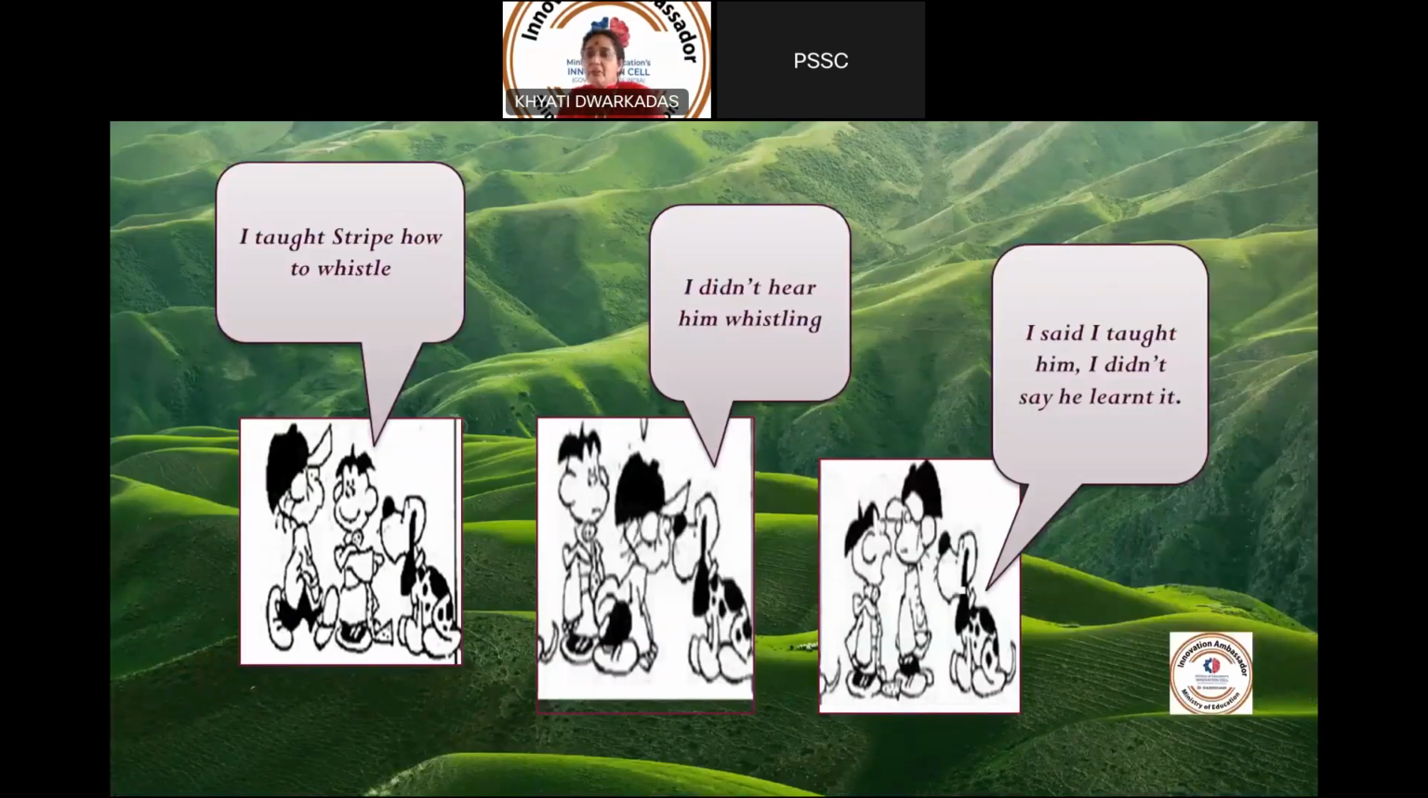Now look at this example on your screen. I taught Stripe how to whistle, but the teacher says I didn't hear him whistling. And the teacher says, I taught Stripe how to whistle. I did not say he has learned how to whistle. What do you see in this image? You can write in the chat box. What do you see in the image?